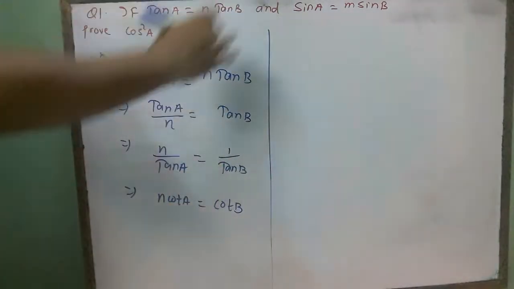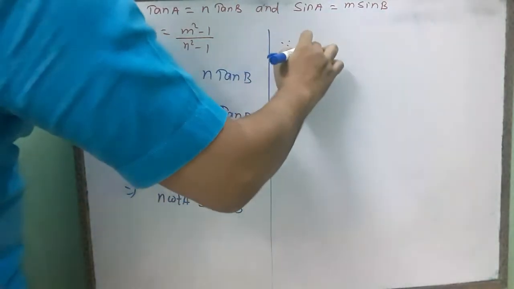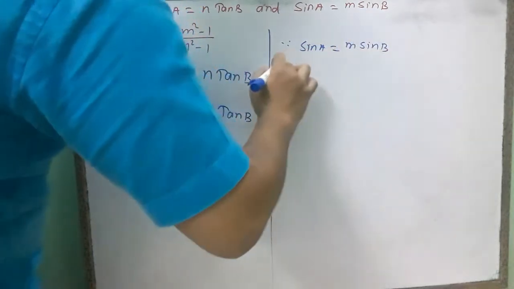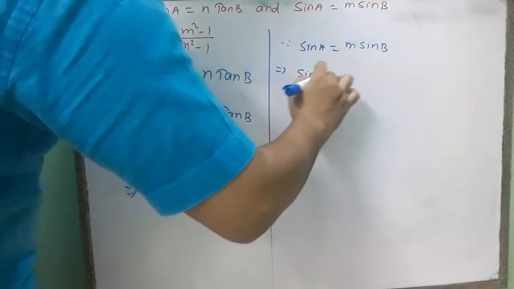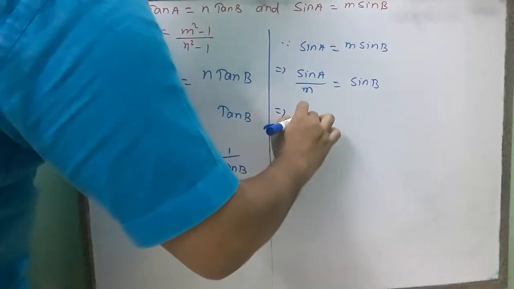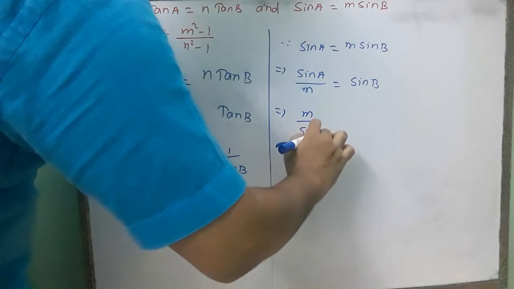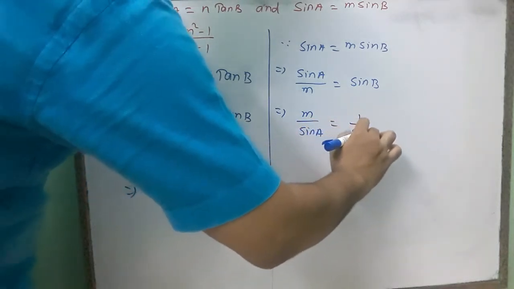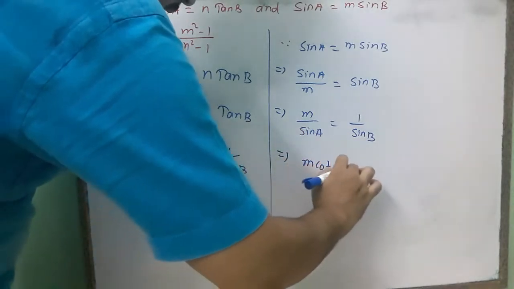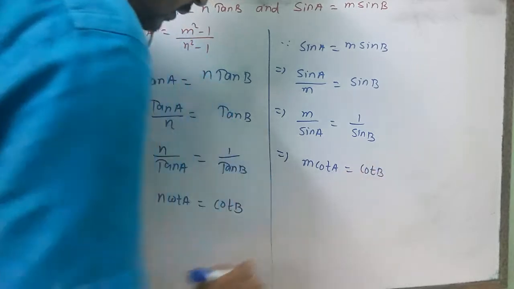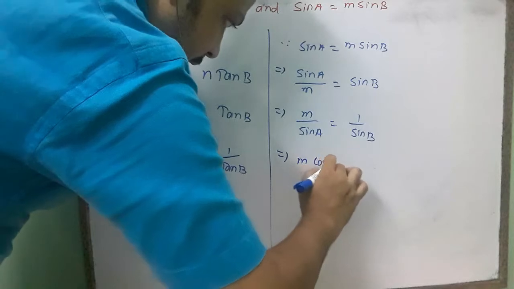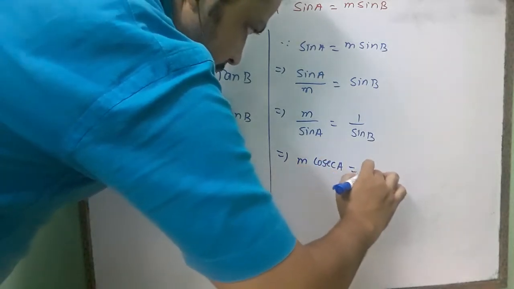Similarly, since sin a is equal to m sin b, sin a divided by m is equal to sin b. Now m divided by sin a is equal to 1 divided by sin b. So m cosec a is equal to cosec b.